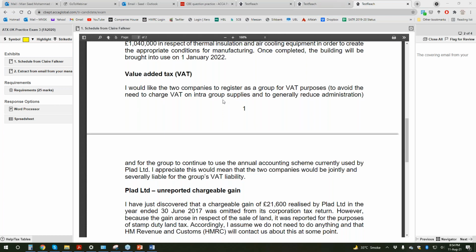Why? Because the client already knows that, and generally reduce administration, and for the group to continue to use the annual accounting scheme currently used by Plaid Limited. Now he knows the majority of the advantages, so I should ignore these. Rather, I should think about what are the other advantages that he can claim. So I appreciate this would mean that the two companies would be jointly and severally liable for the VAT group.